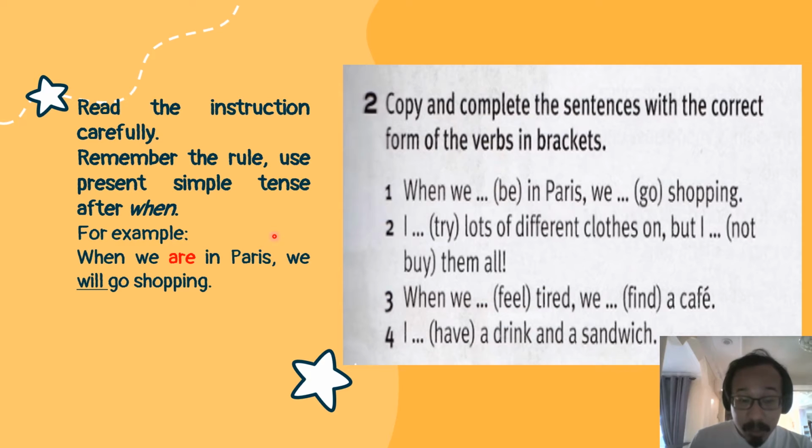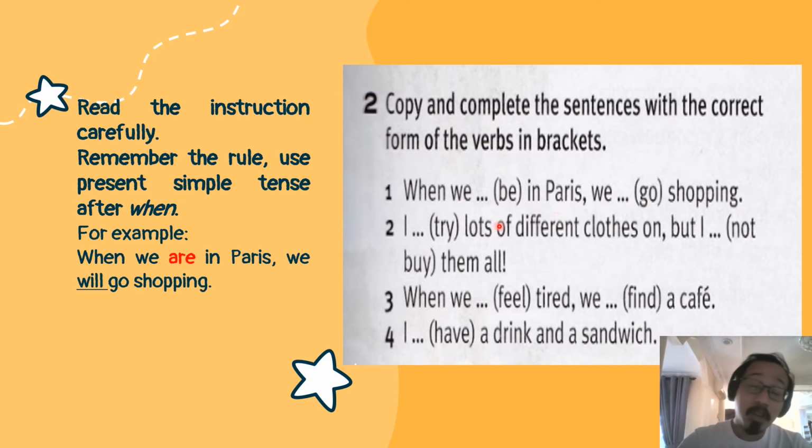You use present simple tense after the word when. So if you look at this one, it starts with the word when, right? So the first part of the sentence has to be in present simple. Okay? No ing, no ed, no en, none of those suffixes. So we look at the example that I have. When we are in Paris, we will go shopping. So that is the answer. When we are in Paris.